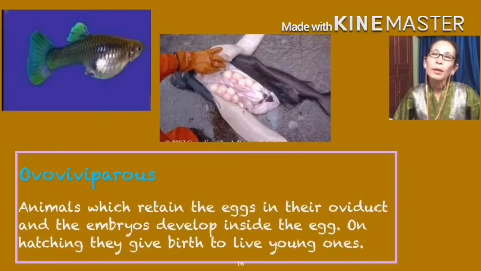Interestingly, there's another group of animals called ovoviviparous. The eggs in these animals are retained in their oviduct and the embryo develops in the egg. The eggs, on hatching inside the body, would gradually develop and later these animals will be giving birth to live young ones. And such a phenomenon is seen in cases of some sharks, some snakes, as well as in some other animals.